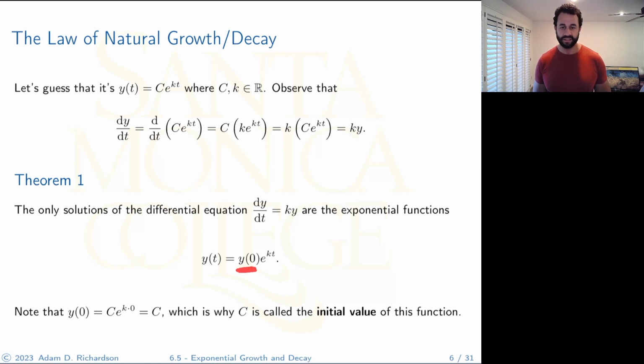And the reason for that is when you substitute 0 in for t to this function, then you automatically get c. So whatever this value is, that's what c is equal to, and that's why we call it the initial value. It's the value that you get when t is equal to 0, whatever t is going to represent.